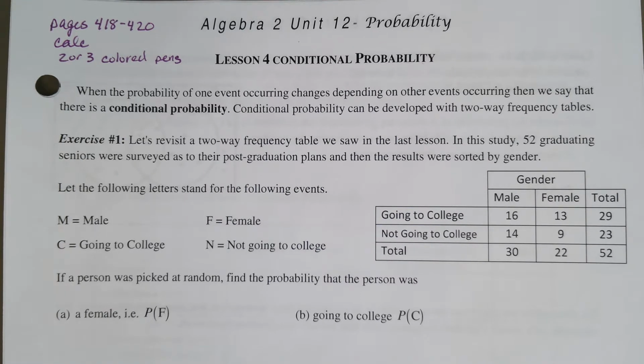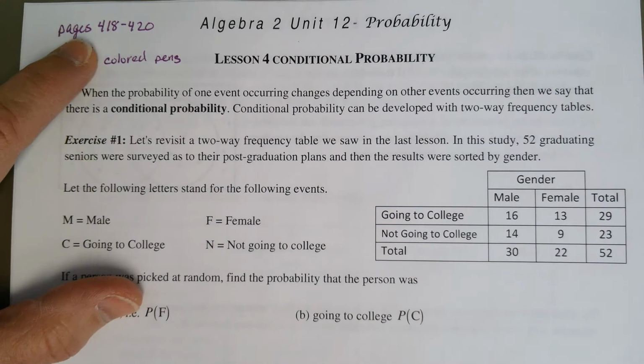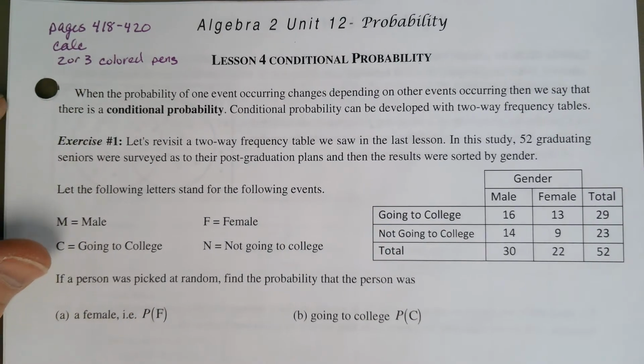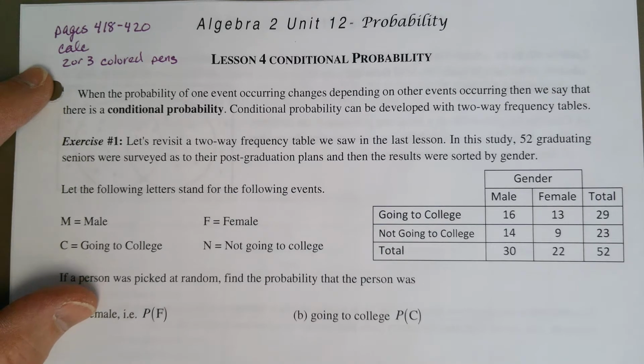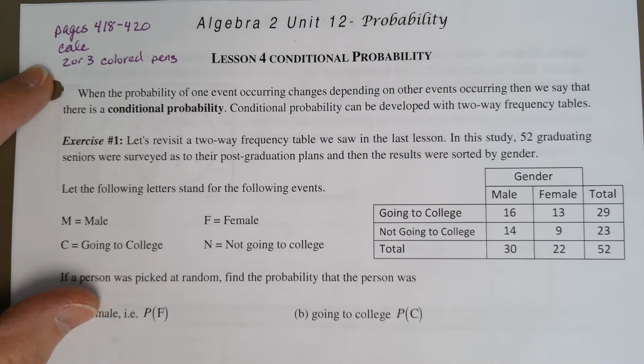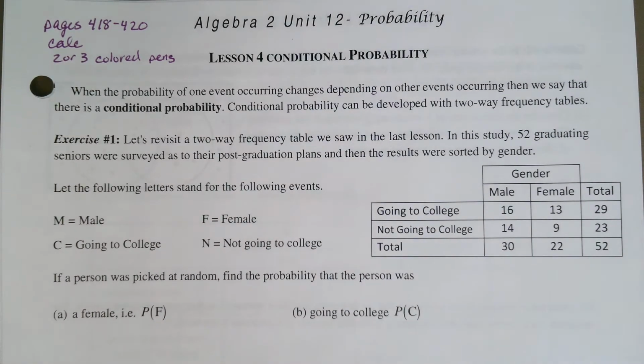Today's lesson is lesson 4 of Unit 12, Conditional Probability. We'll be covering pages 418 to 420. It'd be helpful if you had a calculator just for some simple dividing and 2 or 3 colored pens.